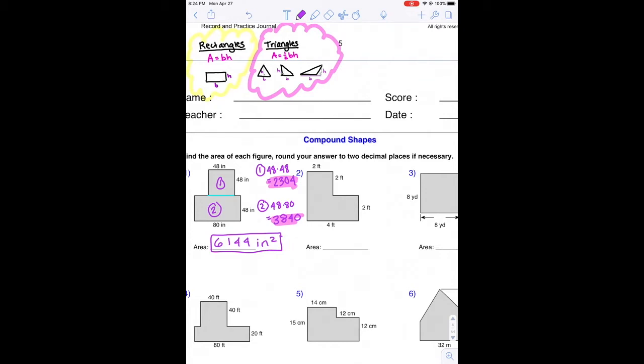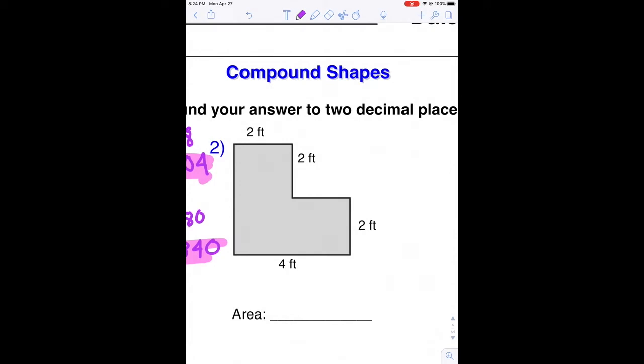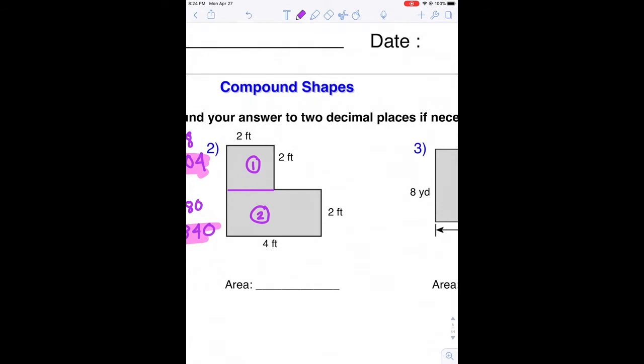Now this one is interesting. Hopefully you're done, because there are actually 2 different ways you could do it. One way you could do it is to make this line right here, and then you would have a top shape and a bottom shape. I'm going to go through that solution first.